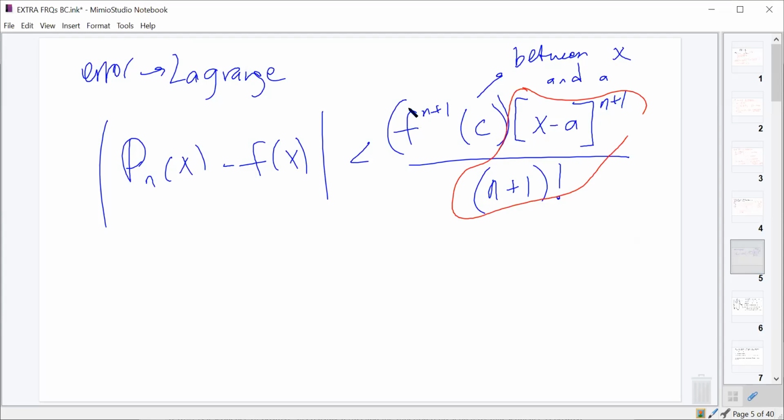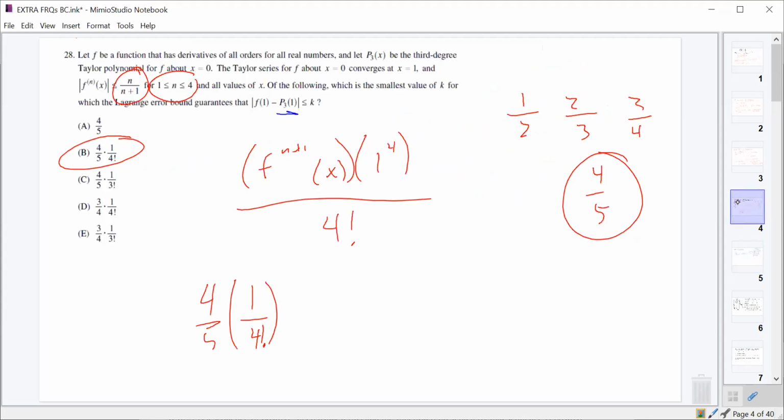Generally, they will give you some information, like the derivative is always less than or equal to n over n plus 1. Or they'll say that the n plus first derivative is always less than or equal to some specific value. If it was this problem, they might say the fourth derivative of f is always less than or equal to 7. Well, then you put a 7 in there.